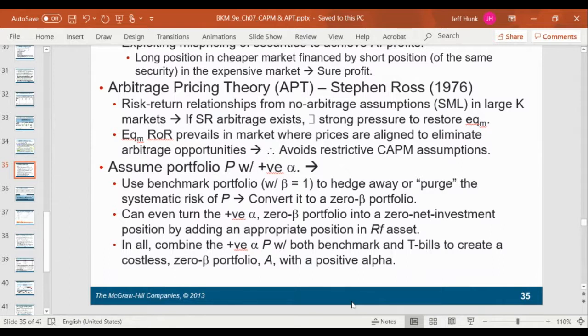And actually, Stephen Ross in 1976 came up with the arbitrage pricing model. And it's basically, as I explained in the last session, based on the long run equilibrium security market line. In other words, in the long run, the security market line will prevail, but in the short run, there is a mismatch or mispricing. It can exist.